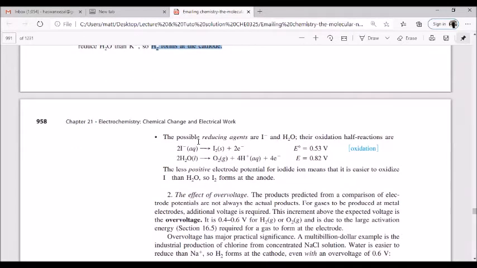Okay, what about at the anode? The possible reducing agents are iodide ion and water. Their oxidation half reactions are as follows. You can see iodide forms iodine, and H2O forms oxygen, and the values are here, 0.53 and 0.82. The less positive electrode potential for iodide ion means that it is easier to oxidize than water. So iodine forms at the anode. Less positive means easier to oxidize.